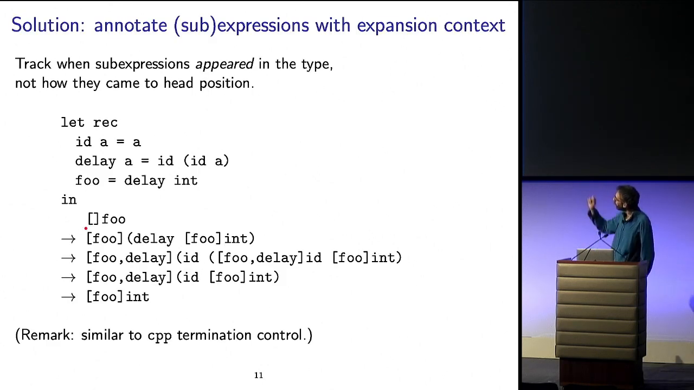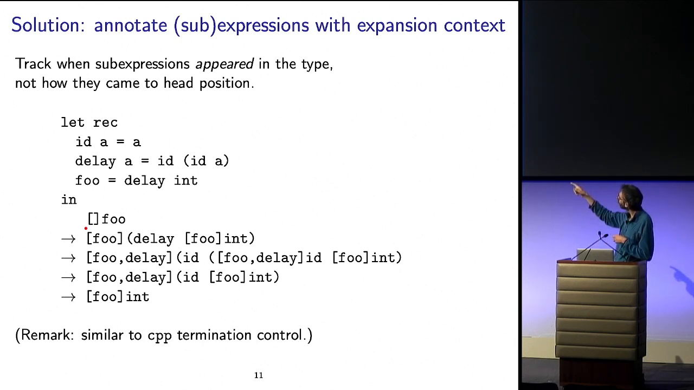You start with Foo, and then you go to Delay of Int. And these two terms, so the Int as a subterm and Delay of Int as a subterm, they appeared in my term when I expanded Foo. So I use the trace Foo for both of them. And then you expand Delay. So all the ID subterms that occurred when I expanded Delay, in their trace, I have Foo and Delay. But the Int argument of the Delay, it was already there before, so its trace does not change.